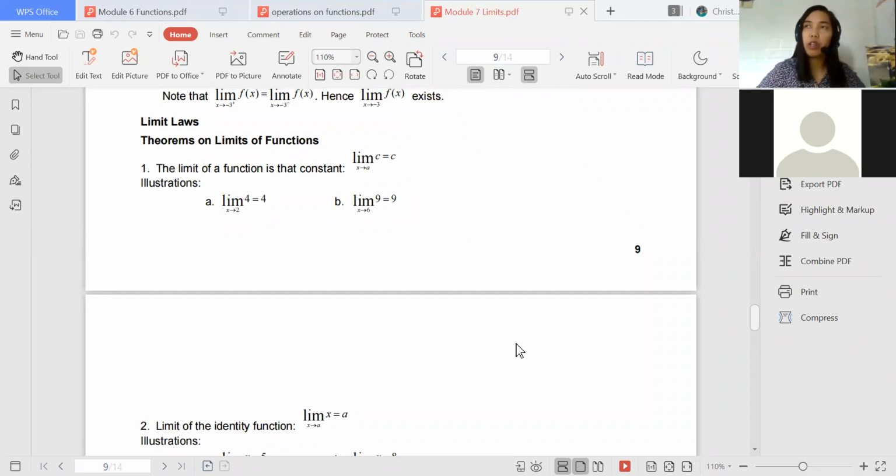Ano ba yung constant function? If the form is f of x equals b. If we get the limit of a constant function, the answer daw yung constant. Illustration, the limit of 4 as x approaches 2 is the constant itself, which is 4. The limit of 9 as x approaches 6 is 9. Okay, that's the first theorem. The limit of a constant function is a constant.